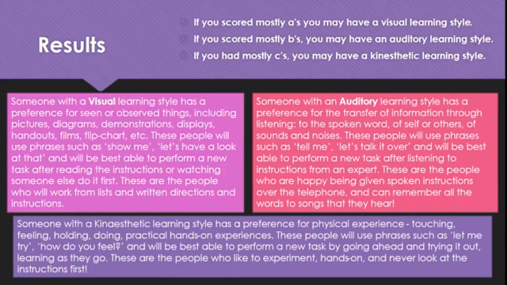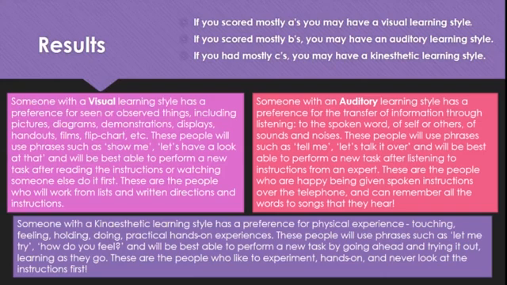Their eyes are their main tool of studying. With the help of their eyes, they get all the necessary information. These are people who will work from lists or written directions and instructions. They don't really need to hear anything. They just need to see it, to read it. All in all, they use their eyes to understand the information. So if you're a visual learner, probably you have noticed that as soon as you see something, you understand it perfectly.